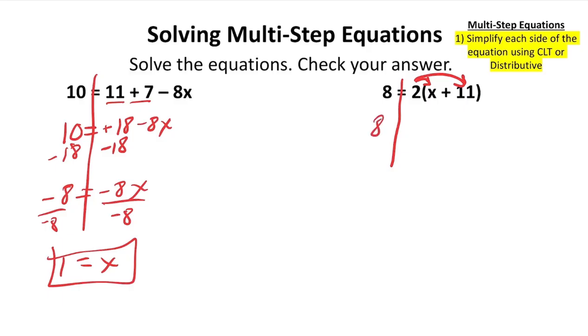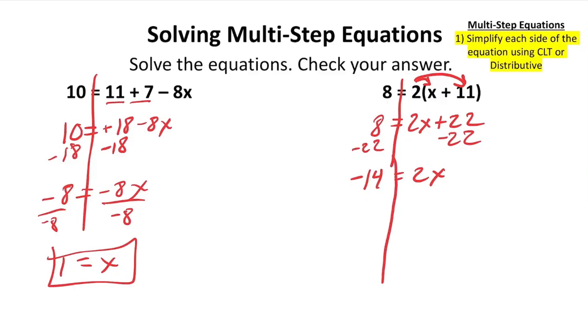On this one, it's going to be 8 equals 2 times x is 2x. 2 times 11 is positive 22. Then we subtract 22, negative 14 equals 2x. Divide by 2, negative 7 equals x.